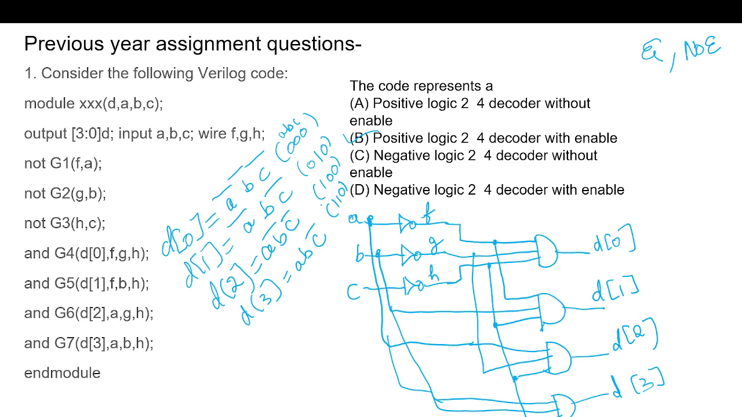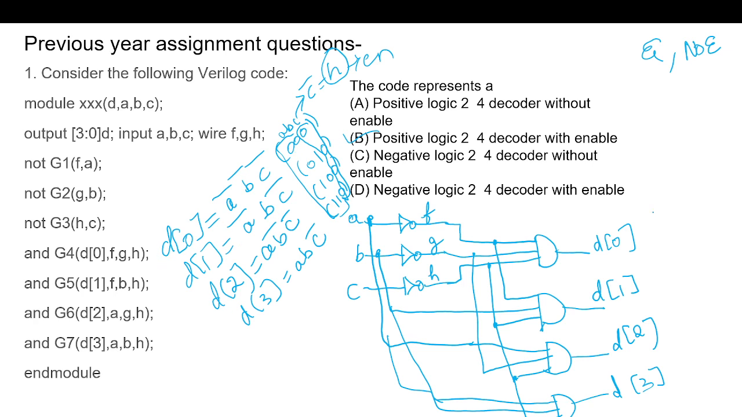Yes, C is the enable signal. C means C bar, which is H, the enable signal here. And then you can see the 4 combinations here: 00, 01, 10, 11. And you can see the final output I'm giving to D0.